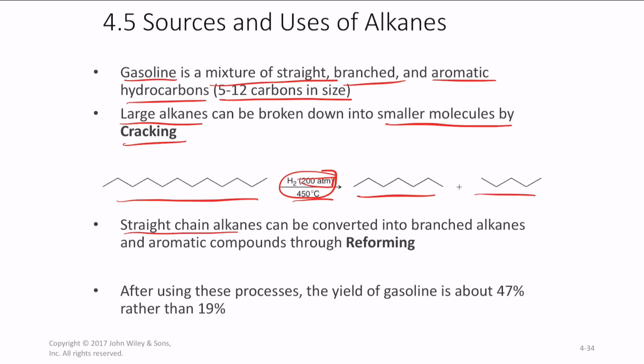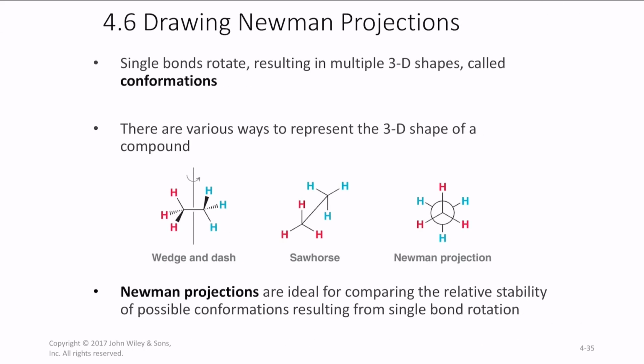So these straight chain carbons are also converted into branched alkanes by a process of reforming. So after this process, the yield is about 47% rather than 19%, which makes it easier to have much more profitability in the process.